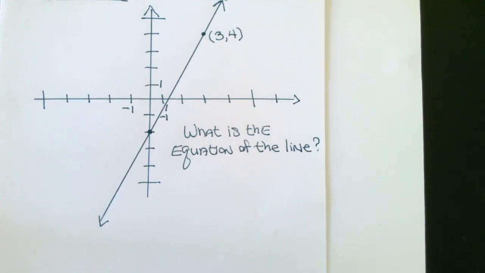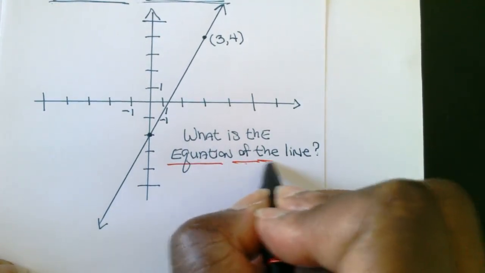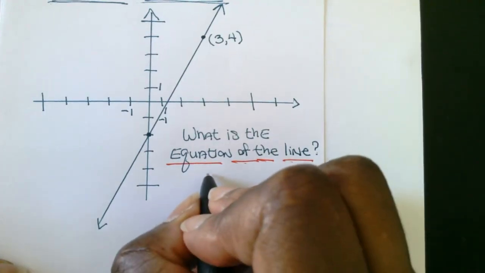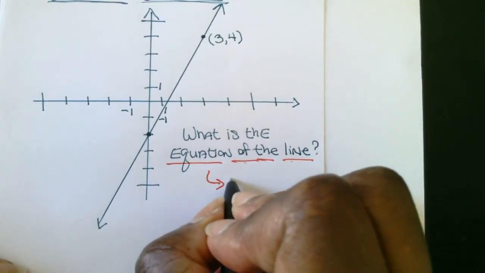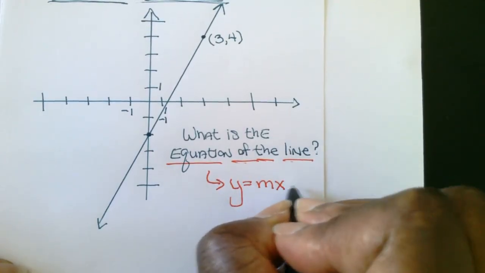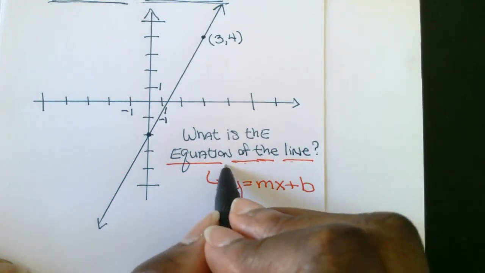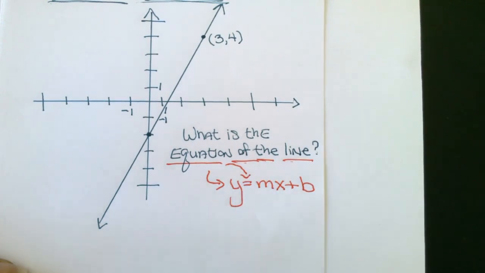Y equals mx plus b. Anytime someone says the equation of the line, you're always using this format. Y equals mx plus b. So anytime they're mentioning equation, I should have an equal sign. Okay? Yes, Michelle. There we go.